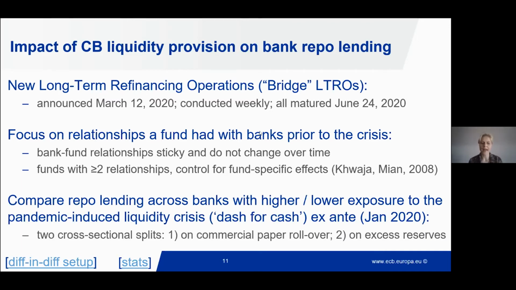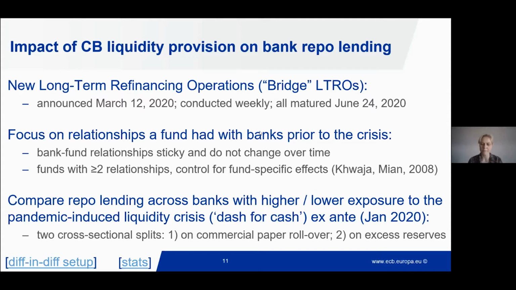We are going to compare repo lending across banks to the same fund with higher and lower exposure to the pandemic-induced liquidity crisis, the dash for cash. And again, we're going to look at their exposure ex ante as of January 2020. We're going to look at 2 different cross-sectional splits for banks, one based on the commercial paper rollover, and the other based on the excess reserve holdings.